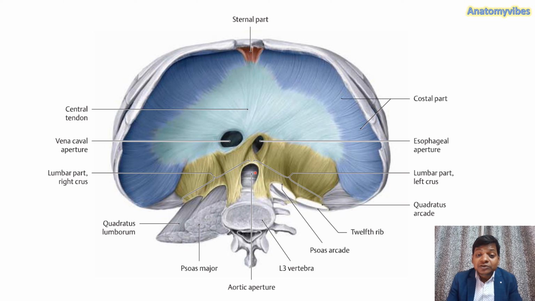And the aortic opening is not actually an opening in the diaphragm. It is present just behind the median arcuate ligament. So the aortic opening is posterior to the median arcuate ligament. It is not actually within the diaphragm. So these are the three major openings which we can see here.